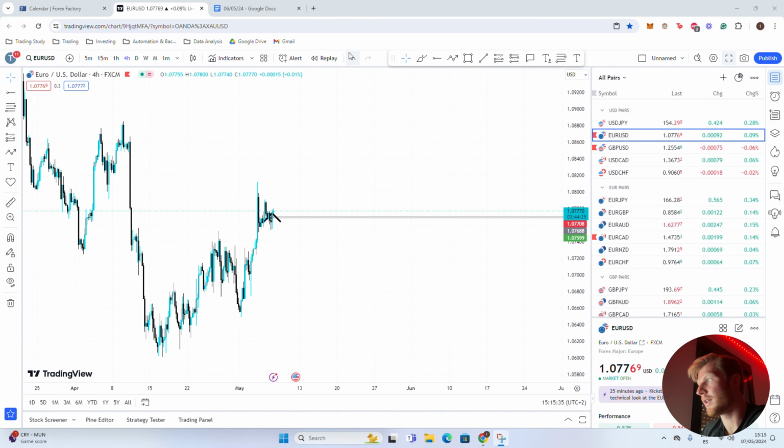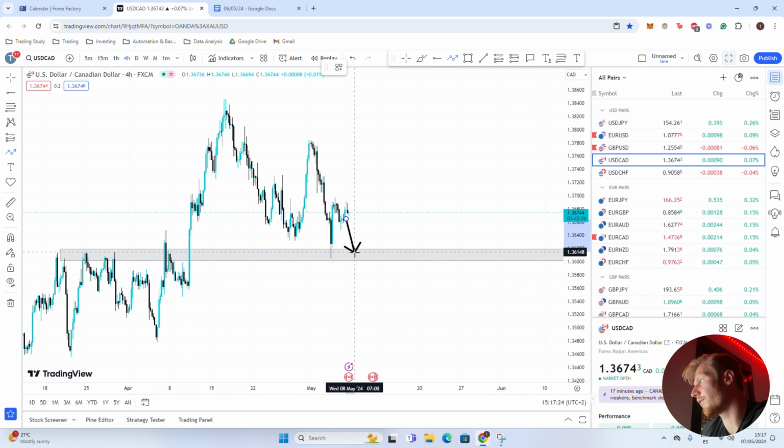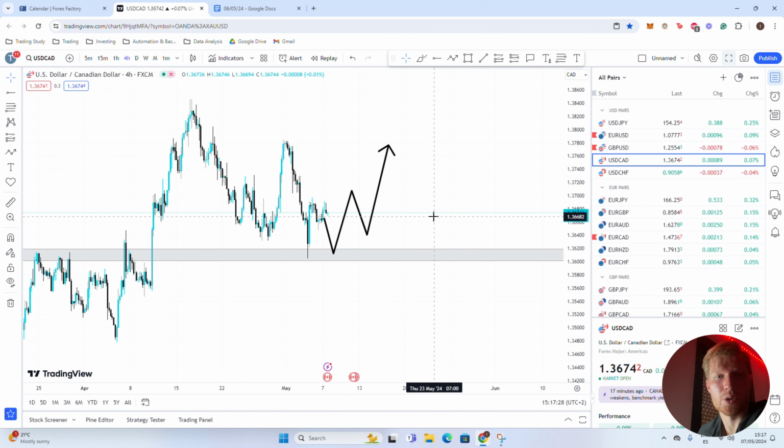USD CAD, very similar, just obviously the opposite. We've come into these strong areas here, these previous highs. And again, just waiting for a little bit of a snap to get in. Obviously, I wouldn't enter in every single pair, but you catch the point, right? Those are kind of the main ones.